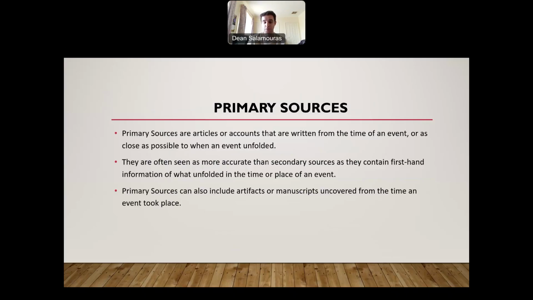Primary sources can also include artifacts or manuscripts uncovered from the time an event took place. So your primary sources are usually published or written during the time an event took place. They don't just include, for example, articles. They can also include artifacts, manuscripts, accounts from that time.